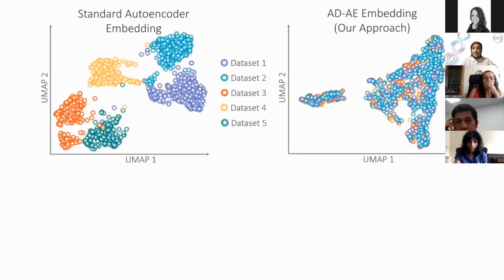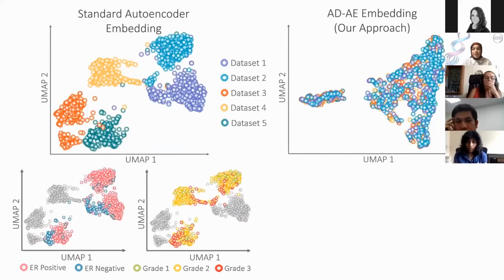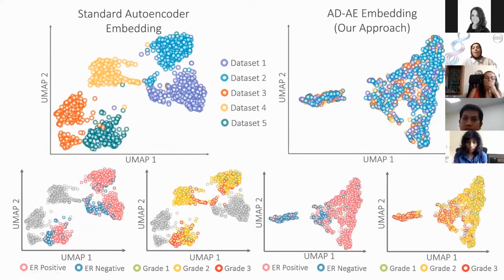But more importantly, we colored the exact same plots, this time by different biological variables of interest, such as ER label or cancer grades. And here again, we showed that for the standard autoencoder, the samples are not that clearly separated by these interesting phenotypes. But for ADAE, we can clearly separate these different dataset samples by both phenotypes. So this basically shows us that once we remove the confounding effect, then it is more possible to learn important biological signals.